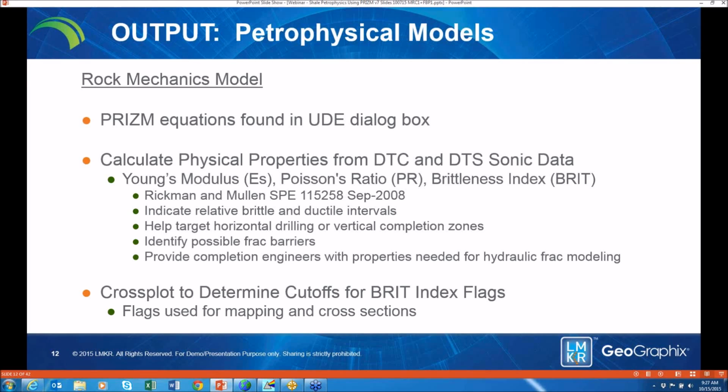These petrophysical rock properties can be used to indicate relative brittle and ductile intervals. They can help target horizontal drilling or vertical completion zones. They identify possible frac barriers, and they can provide completion engineers with physical properties needed for hydraulic frac modeling. I'll also demonstrate use of a cross plot to determine cutoffs for generating a brittleness index flag curve. This flag curve can be used for facilitating interpretations, generating maps, and building cross sections.